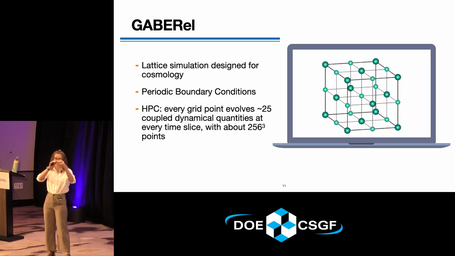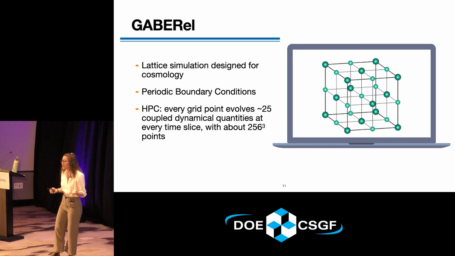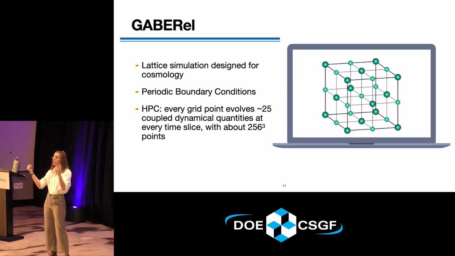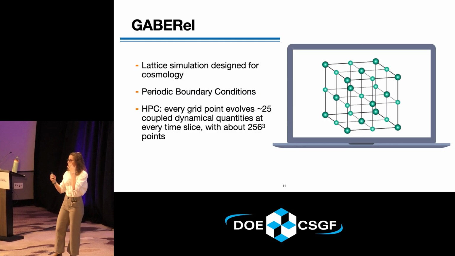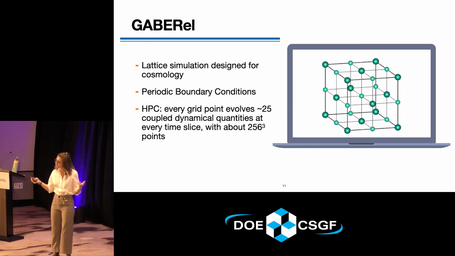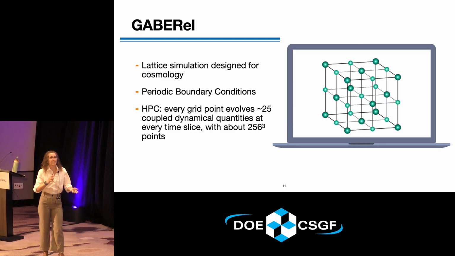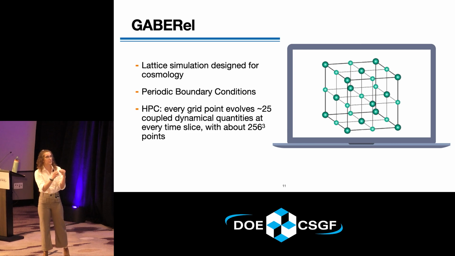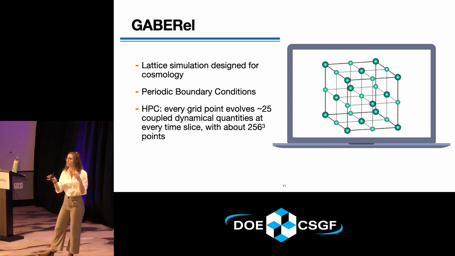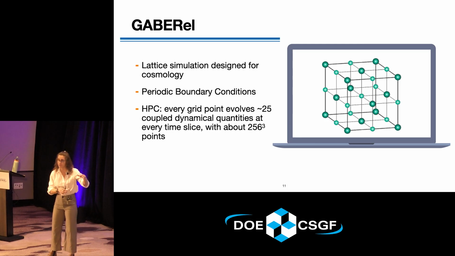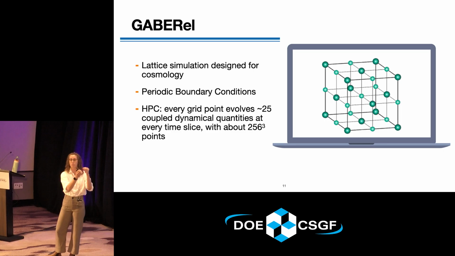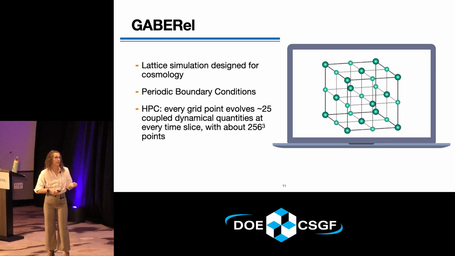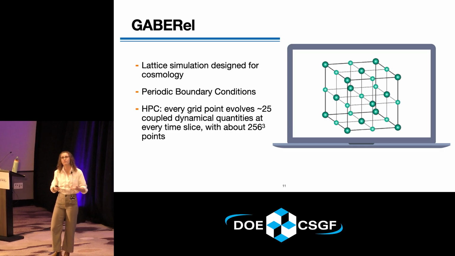It's a lattice of little points. It's got periodic boundary conditions, which means that what exits the box on the right will come in on the left, and in that way simulate a very large universe, like our observable universe. But I want to stress that this is computationally expensive, right? Every point in the grid has to evolve about 25 coupled dynamical quantities on each time slice, in addition to keeping track of how those points are moving relative to each other within every time slice. And in order to have good resolution, we use about 256 cubed points so that we can trust the actual physics of our simulation.